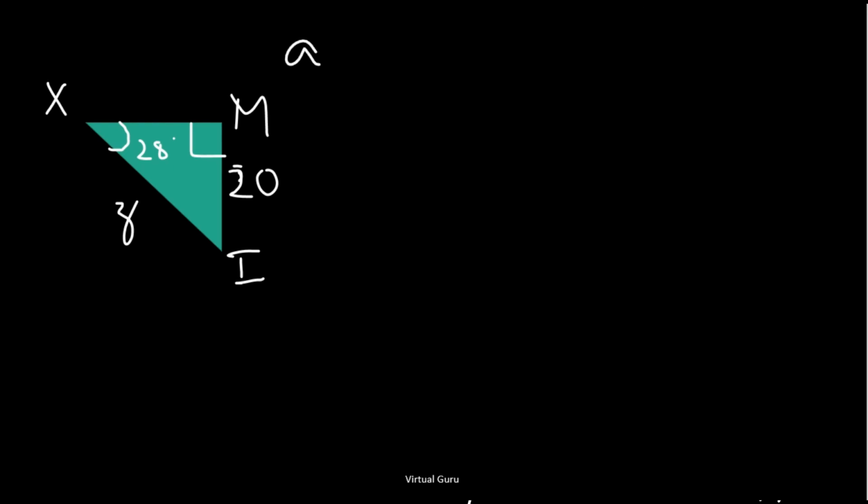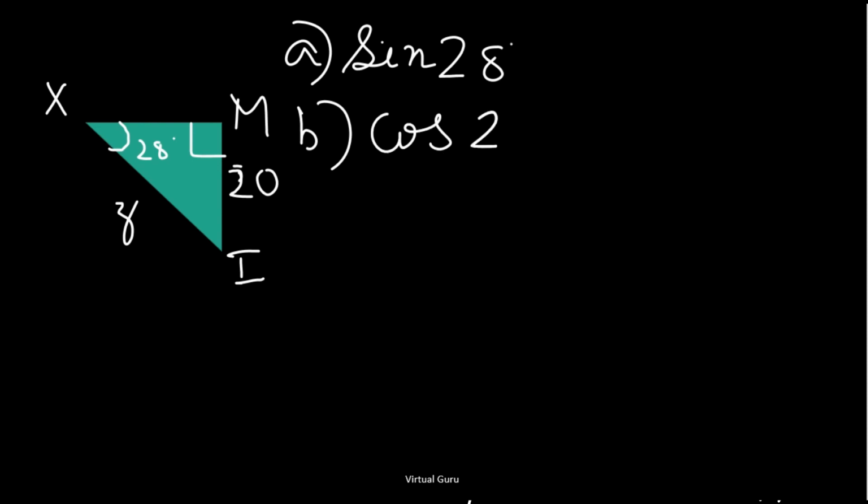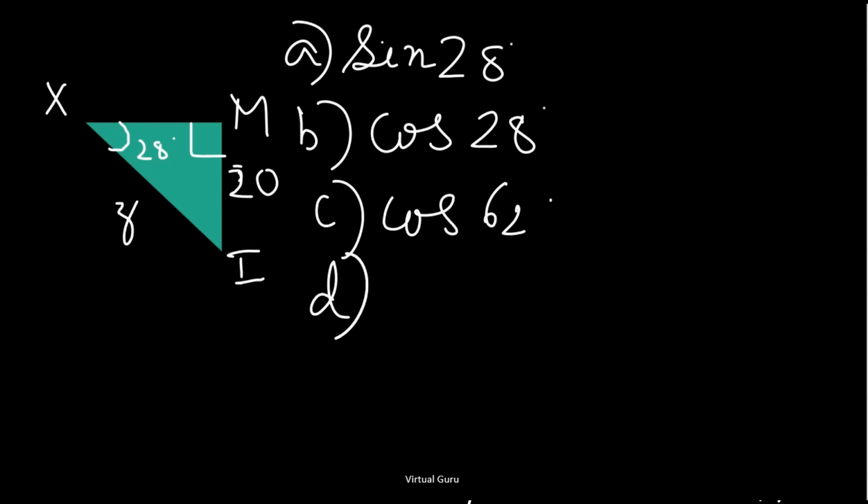I'm going to give you some options here. That will be sine 28. You have to just tell me which is useful to find the side Z. Whether it is sine 28, cos 28, cos 62, or tan 62. They have given 28 degrees in the question, so where did this 62 degrees come from?